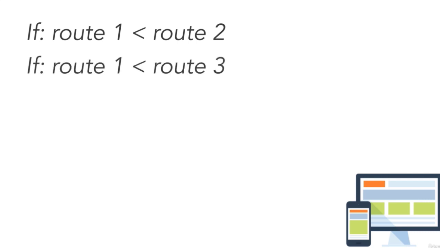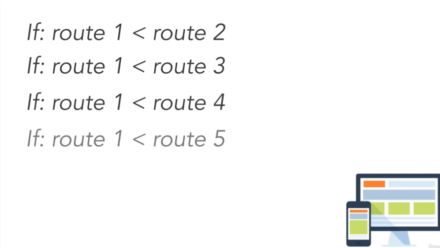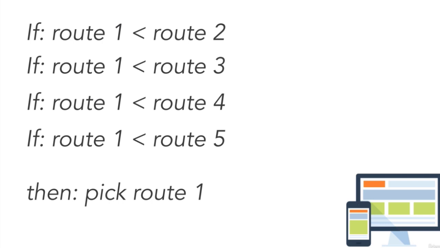So for example, let's say we talk about routes. I can say to the computer, hey, if route 1 is shorter than route 2, and if route 1 is shorter than route 3, and if route 1 is shorter than route 4, and also route 5, well, then pick route 1 as the best option. I can describe that through programming to computers.